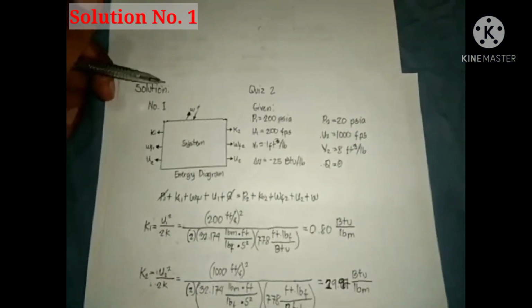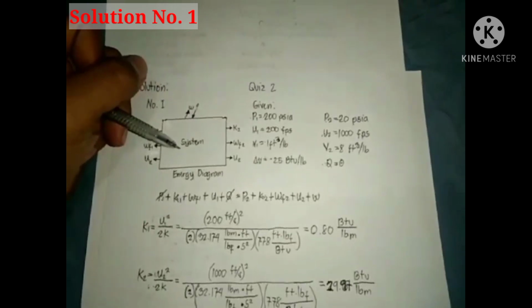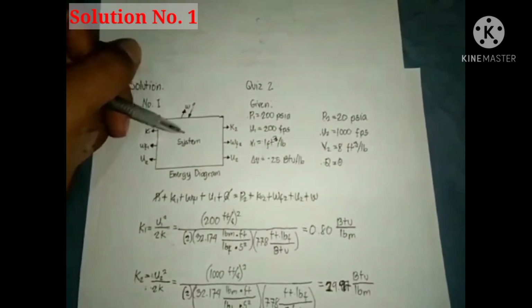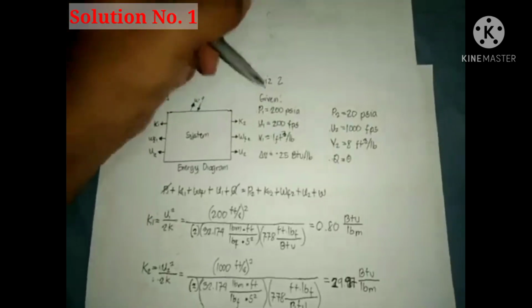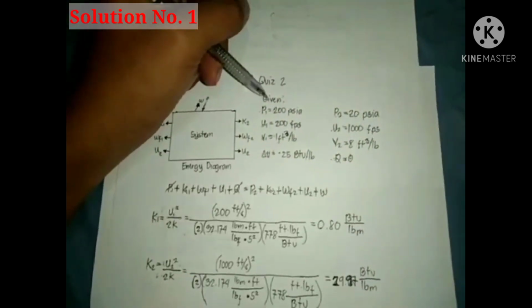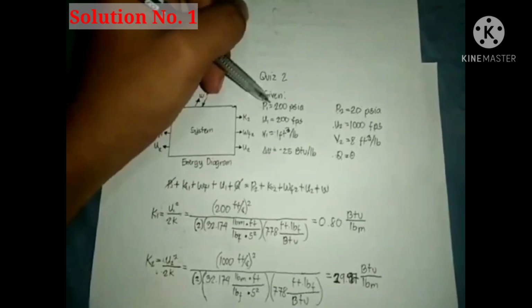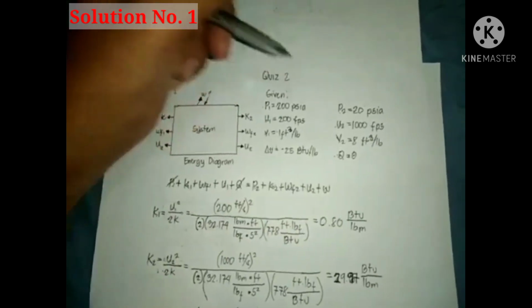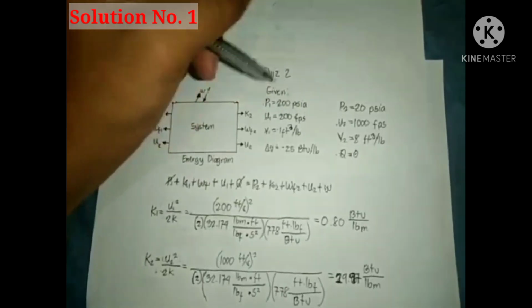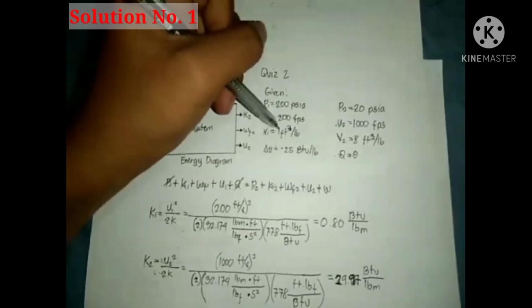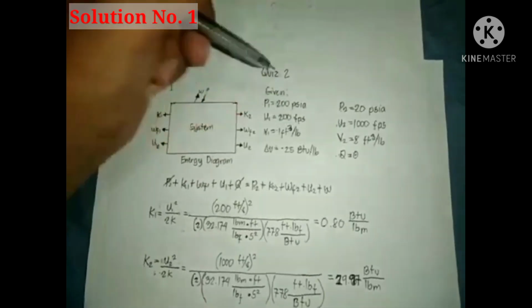Solution in problem number 1 in quiz 2. This diagram shows that the energy that enters the system is equal to the energy that leaves the system. This is the given for problem number 1. Pressure 1 is equal to 200 psi. Velocity 1 is equal to 200 foot per second. Volume 1 is equal to 1 cubic foot per pound.